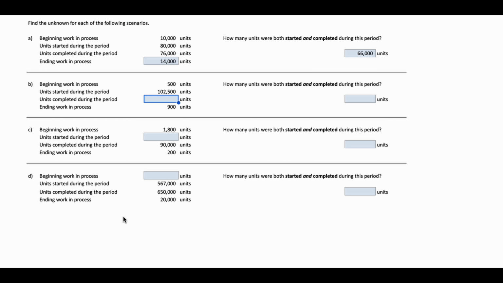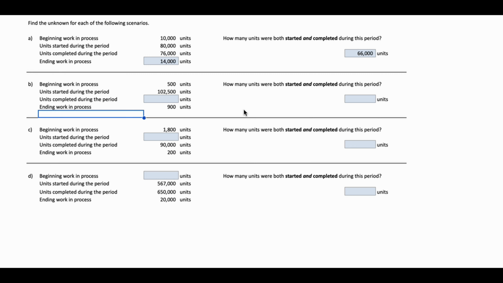Now, as we move through these, we're going to see that basically what we're doing is some simple algebra. The problems may sound more complicated, but we're just moving some things around. If you ever get lost, always remember to go back to our first process up here, where we take our beginning work in process plus units started minus units completed to get our ending work in process.